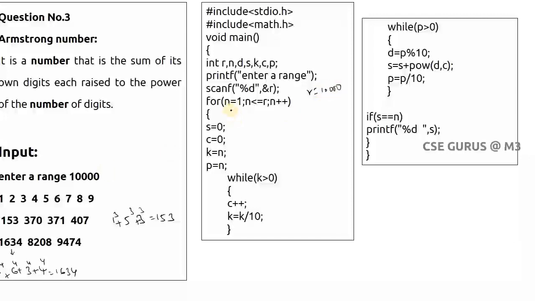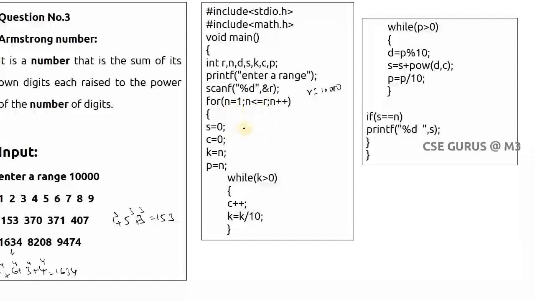Now I have taken n. What is n? n equals 1 up to n less than or equal to R. That means I have given the range as 10,000, so till 10,000 I need to check whether each number is an Armstrong number or not. In order to check that, n has to start with 1. If I give the R value as 100, the n value will become 1, 2, like this up to 100.